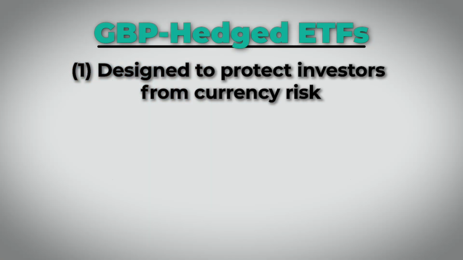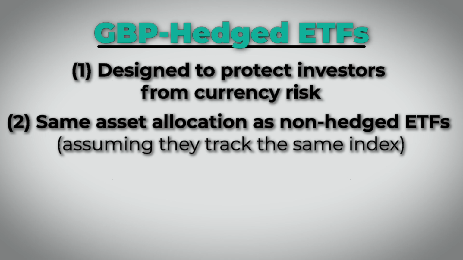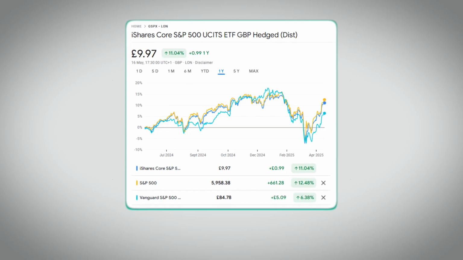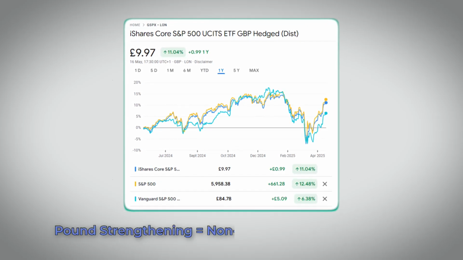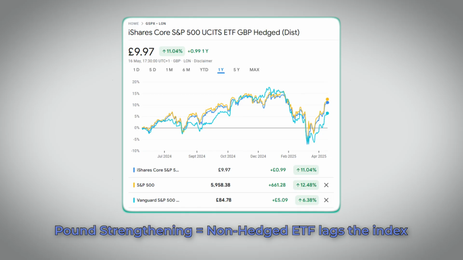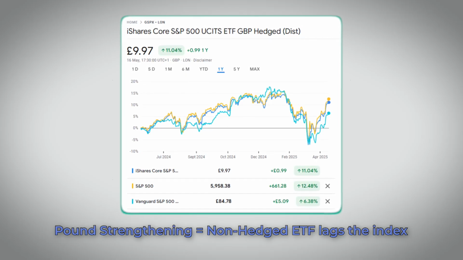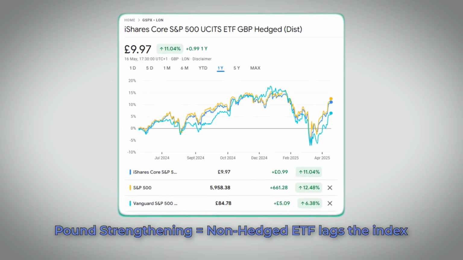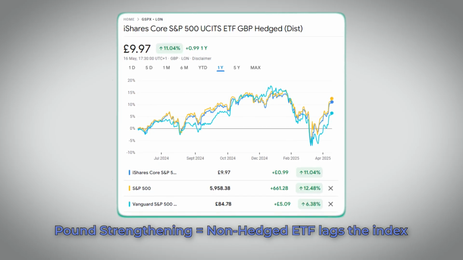Well, they are designed to protect investors from currency risk. Currency hedged ETFs and non-currency hedged ETFs use the same asset allocation, assuming they track the same index. The difference is that currency hedged ETFs typically use forward exchange contracts to hedge against exchange rate fluctuations. For example, if we compare the GSPX, a GBP hedged S&P 500 ETF, to the S&P 500 index on a one-year chart, we can see that it has matched the returns of the index pretty well, whereas VUSA has lagged significantly due to the recent pound strengthening.